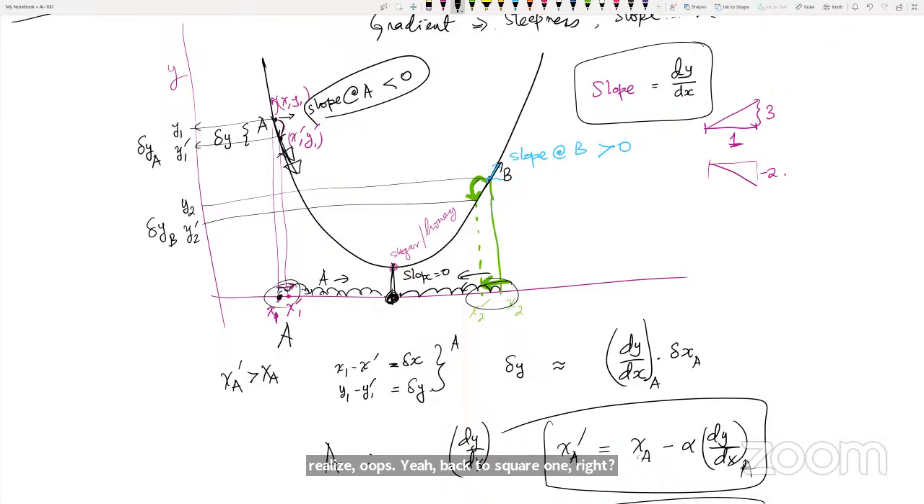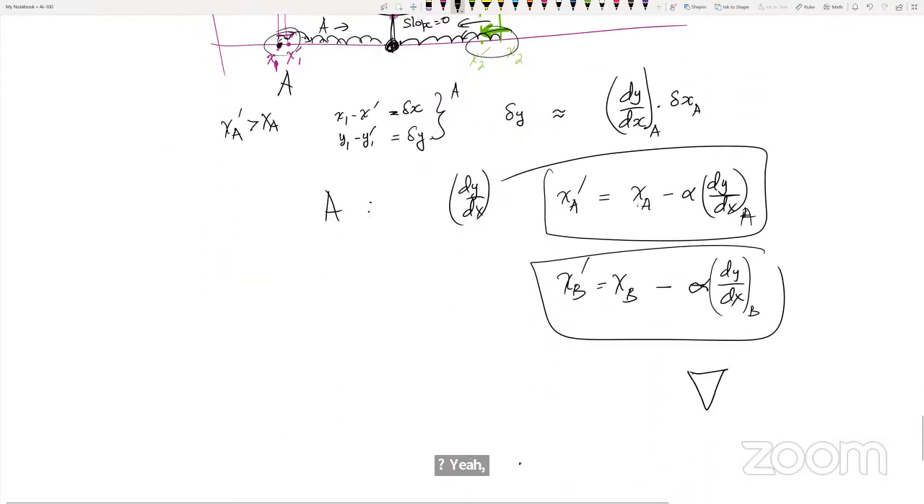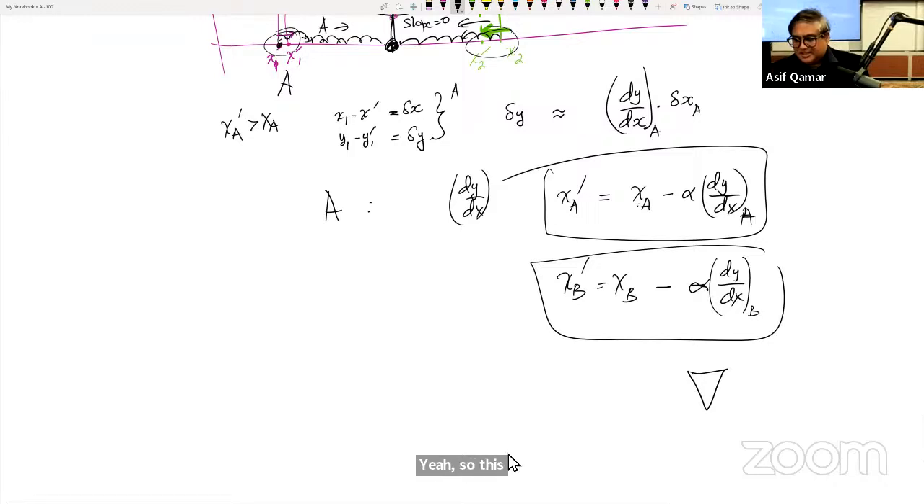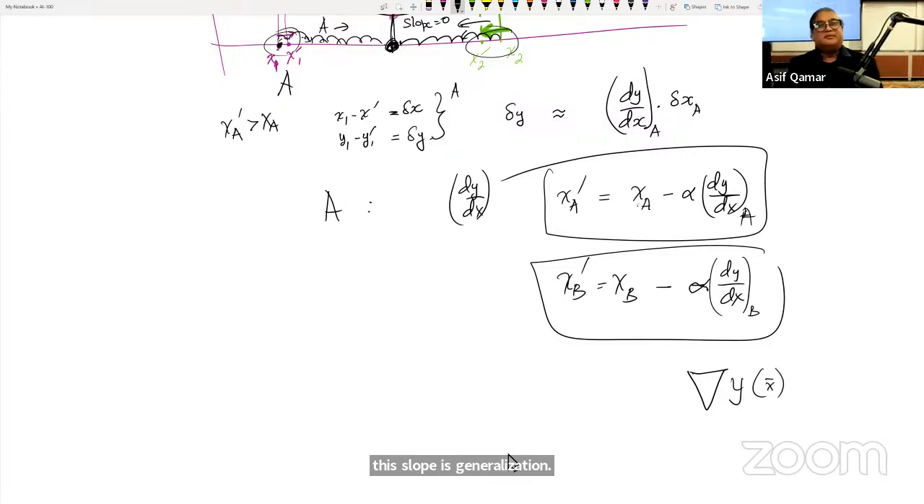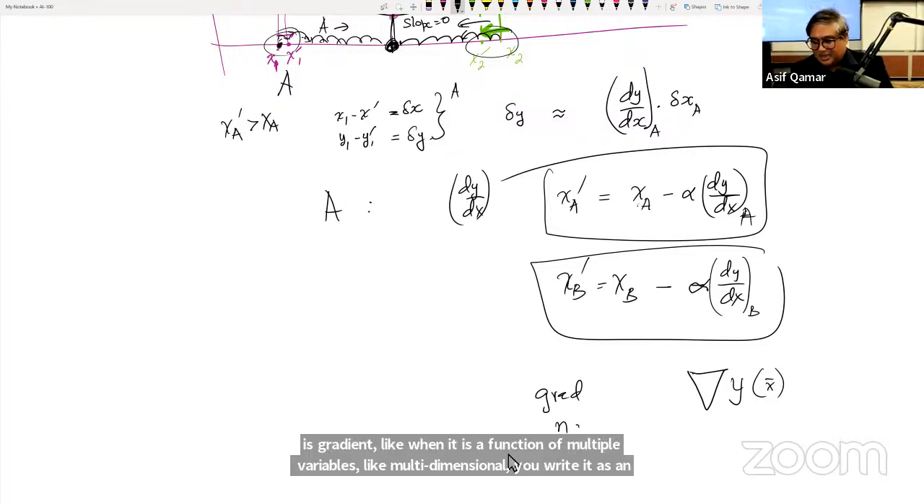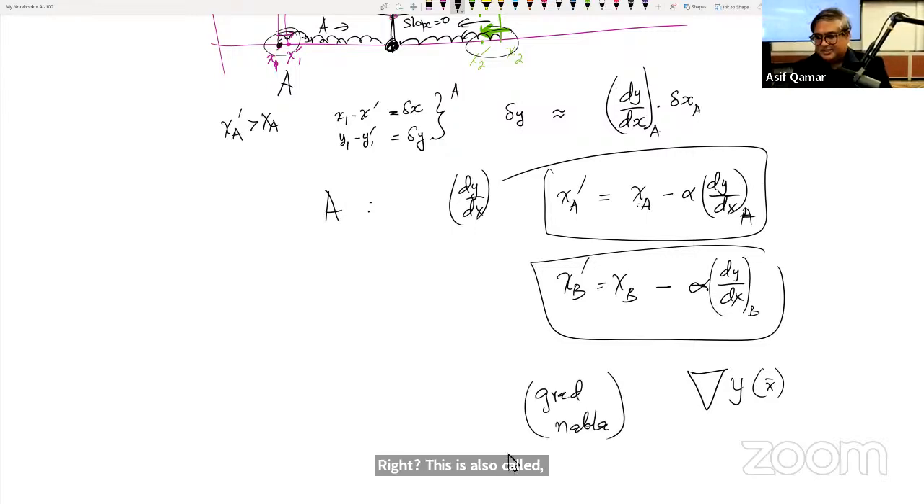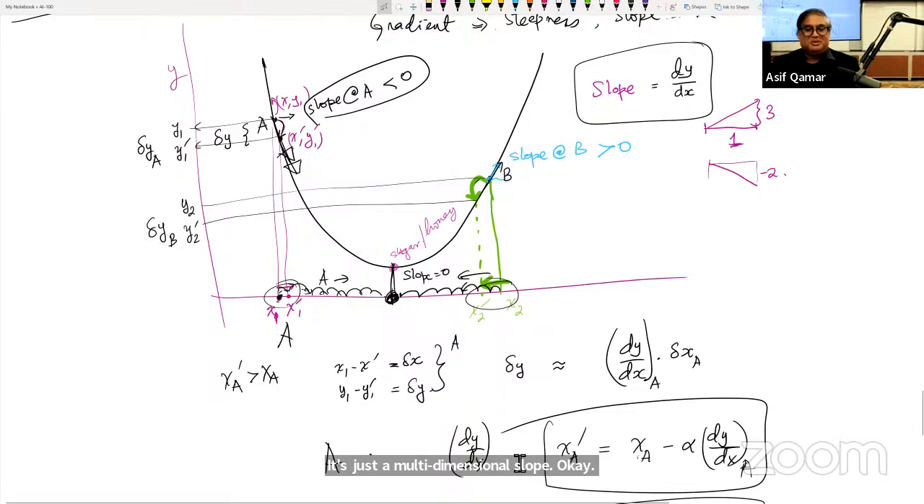Yes. So this slope's generalization is the gradient. When it is a function of multiple variables, like multidimensional, you write it as an inverted triangle. This is also called grad, nabla. There are many names to it in textbooks, but basically this is it. It's just a multidimensional slope. It's a local minimum. Which one? In this function, local and global minima are the same thing.